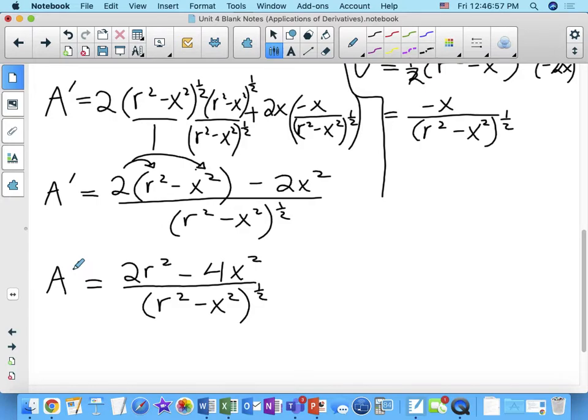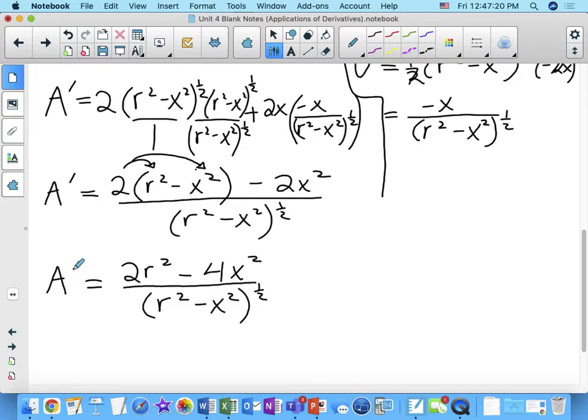Okay. Now, yes. Next, you need the critical number, right? Yes. I was going to ask. Can you factor it by 2 and then just do 2r squared minus 2x squared? Yep, you can factor it. So if you factor out the 2 to get the critical numbers, you absolutely can. You don't have to, but you can.